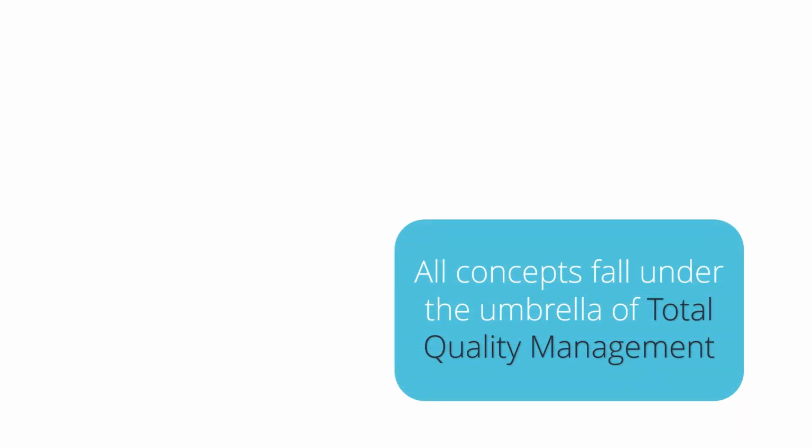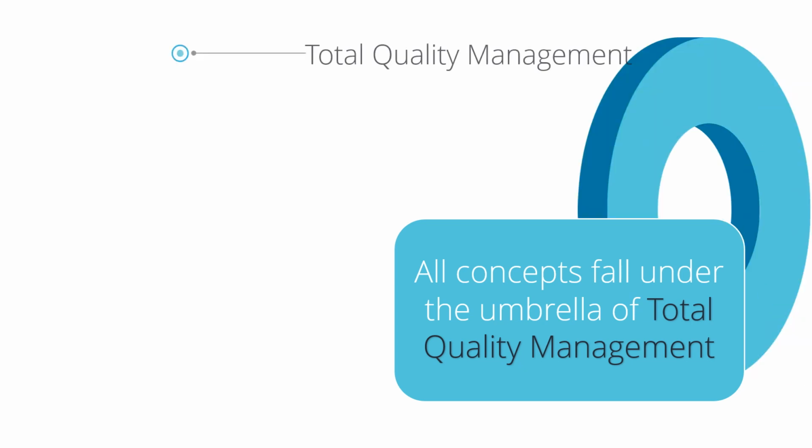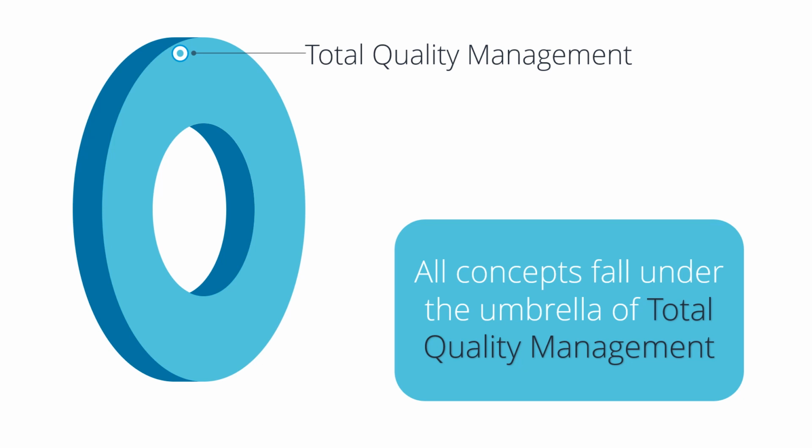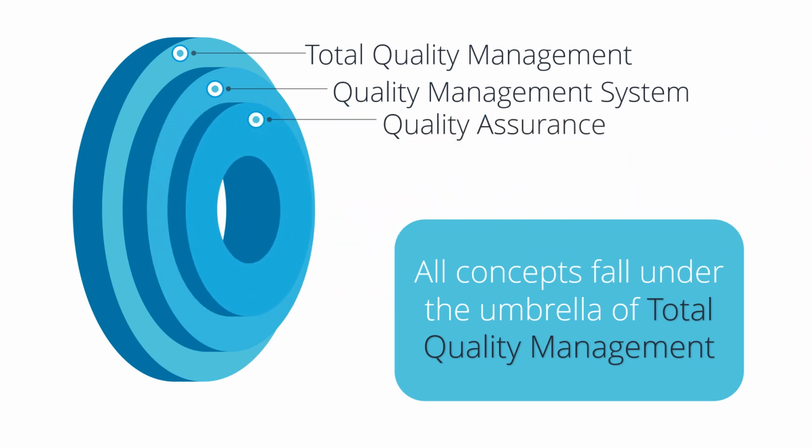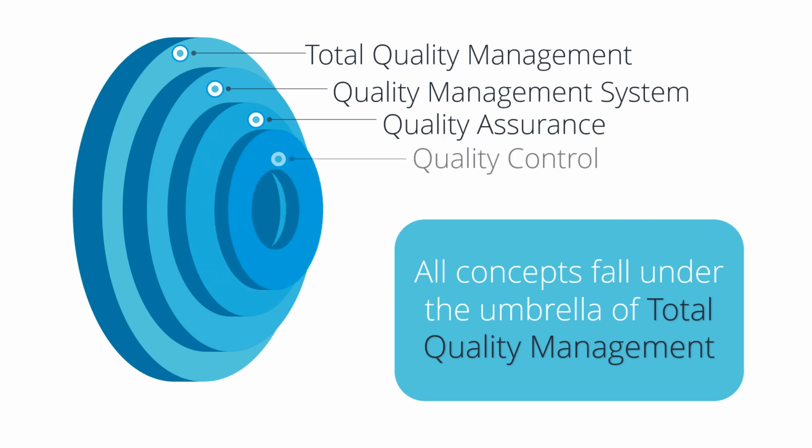Before we go to the topic at hand, there is this one principle that I would like you to know, and that is that all concepts of quality fall under the umbrella of total quality management. If we have total quality management here, under it will be quality management system or QMS. And inside QMS would be quality assurance. And inside quality assurance would be quality control. So that means quality control, quality assurance, and QMS all fall under the umbrella or under the jurisdiction of total quality management.